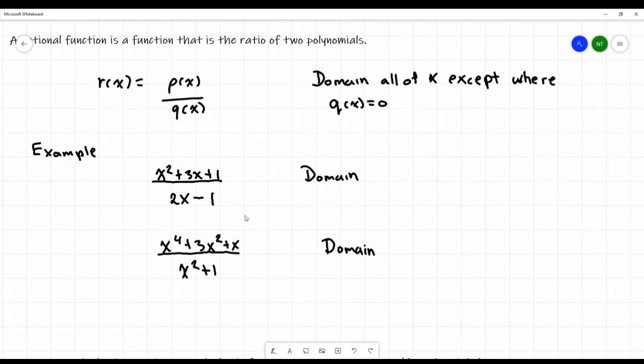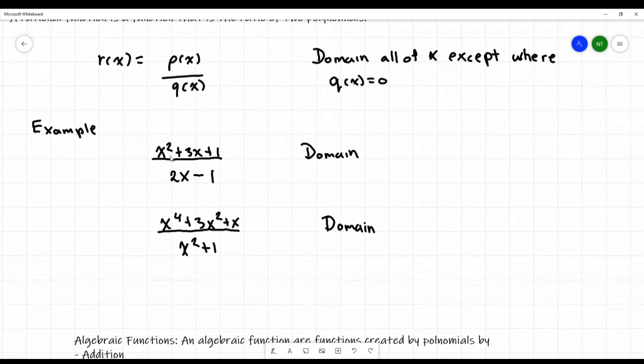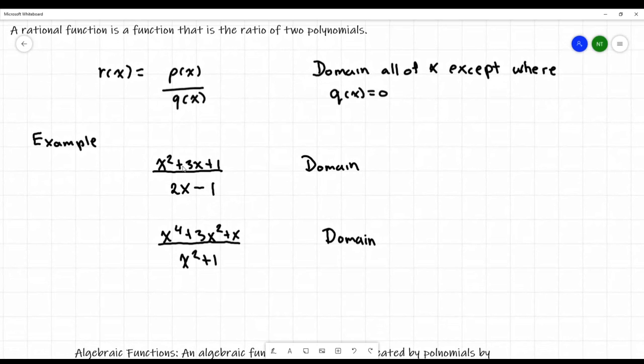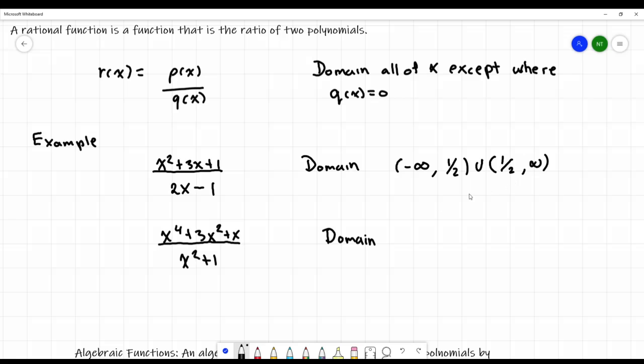Now let's look at some examples of rational functions. Here we have x squared + 3x + 1, which is a polynomial, over 2x - 1, which is also a polynomial. What is the domain? The domain is all x except when x is equal to a half, because when x is a half, 2 times a half is 1, and 1 minus 1 is 0. So the domain is minus infinity to a half, excluding a half, union a half to infinity.